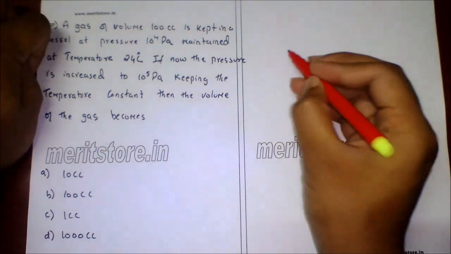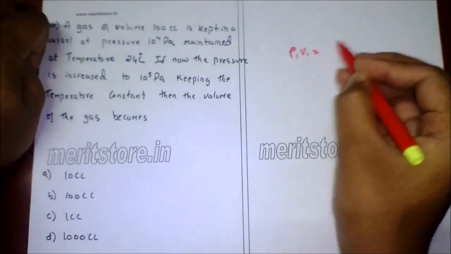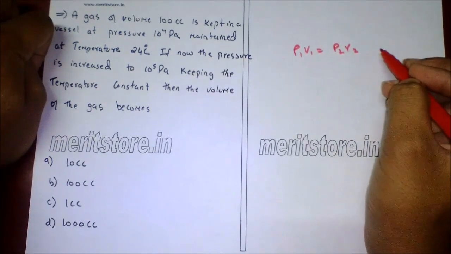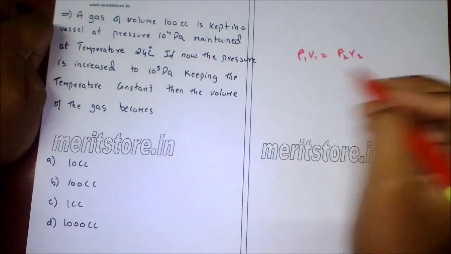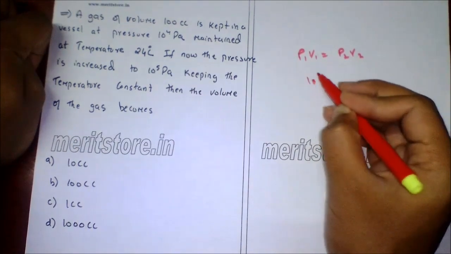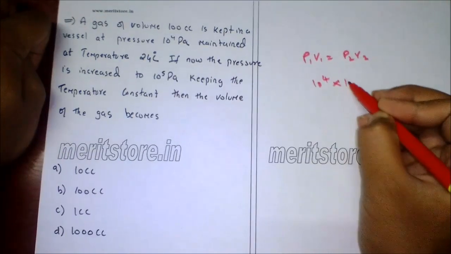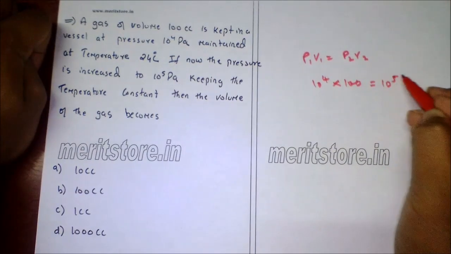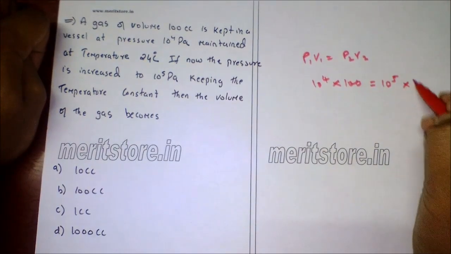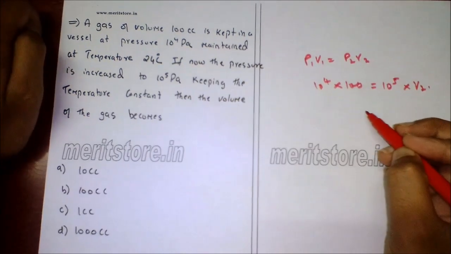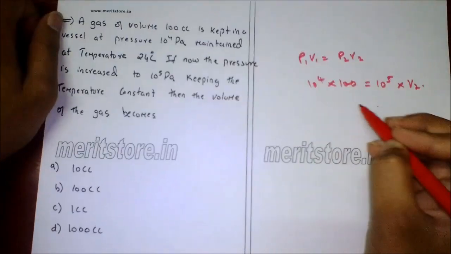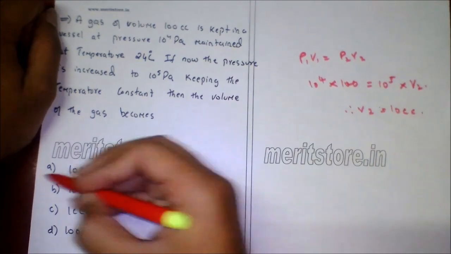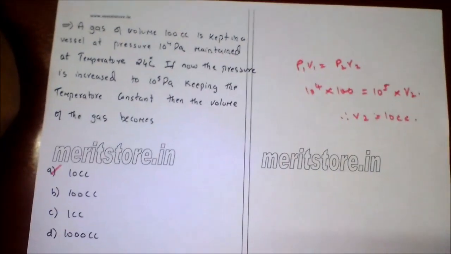So we know that P1V1 is equal to P2V2 at constant temperature T. So 10 raised to 4 is the pressure and the volume is 100 cc. So at 10 raised to 5, what will be the volume V2? So on cross multiplying, we get V2 is equal to 10 cc. So option A is the correct answer.